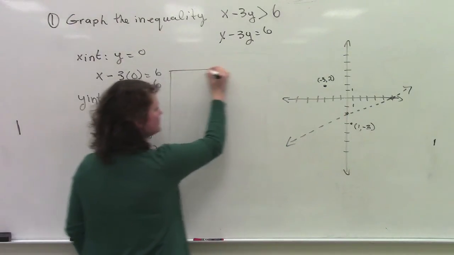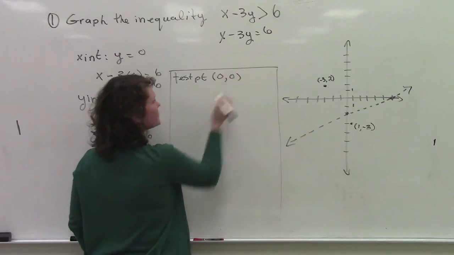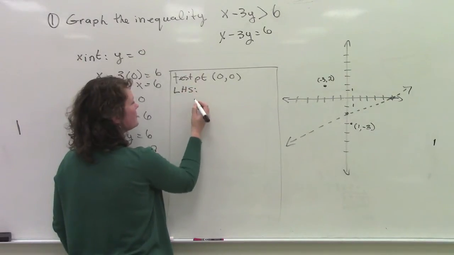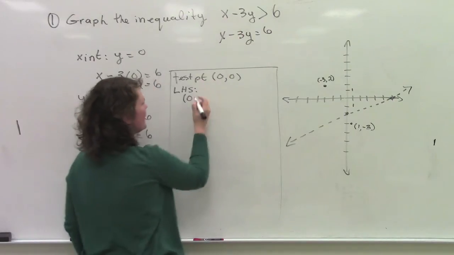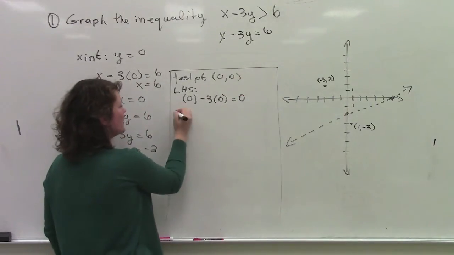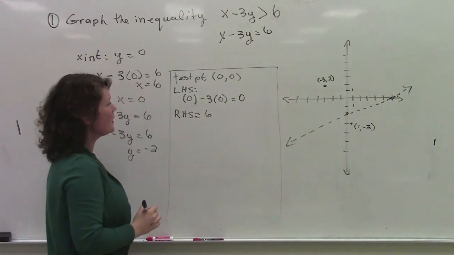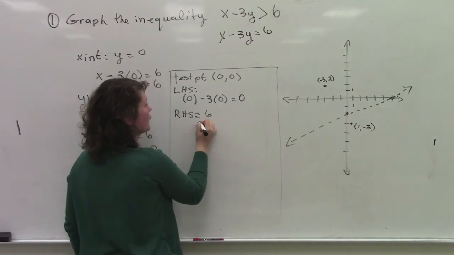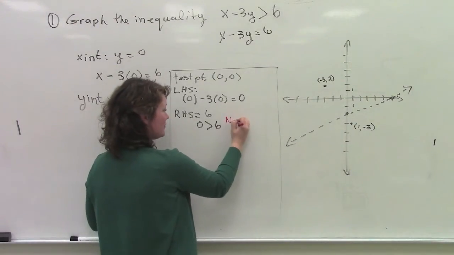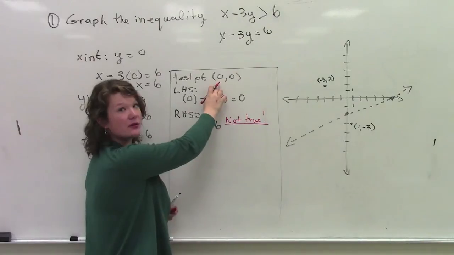So let's use our test point. Just for ease, it's always going to be 0, 0. This looks pretty familiar, kind of like verifying that we did before. Left-hand side, we're saying 0, because I'm plugging in 0 for x. 0 minus 3 times 0 is just 0. What's the right-hand side? The right-hand side is equal to 6. So it says, if the left-hand side is 0, is 0 greater than 6? What? This is not true. So the solution region does not include that test point 0, 0.